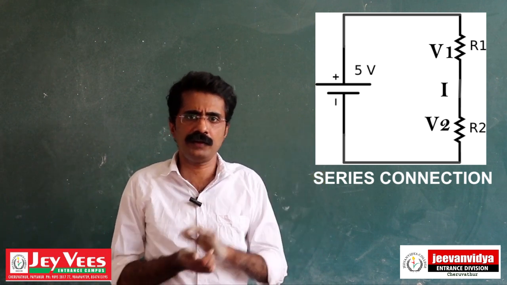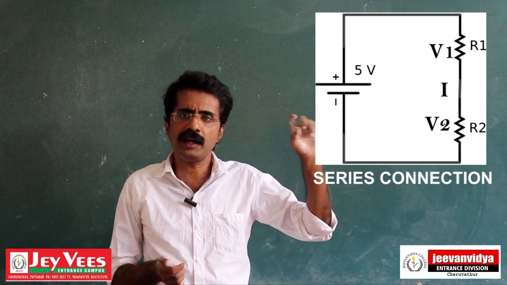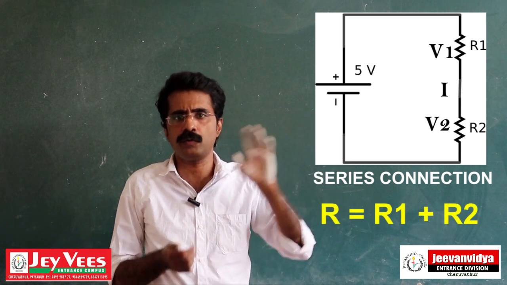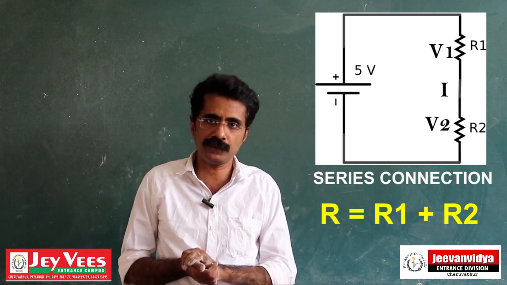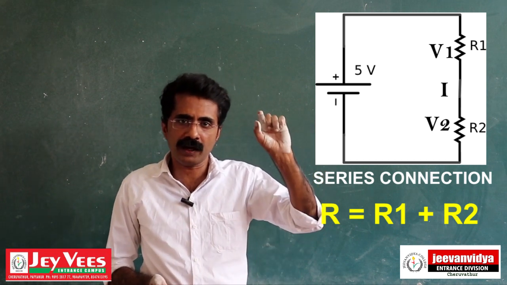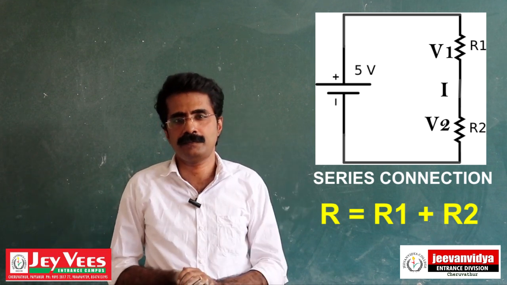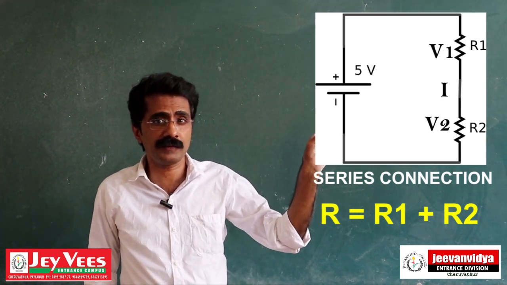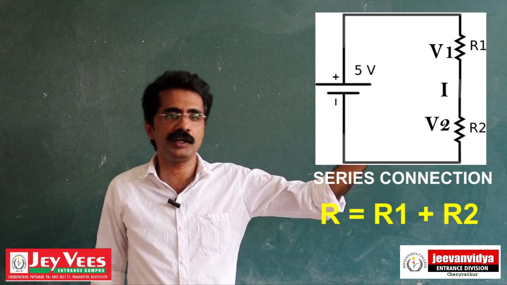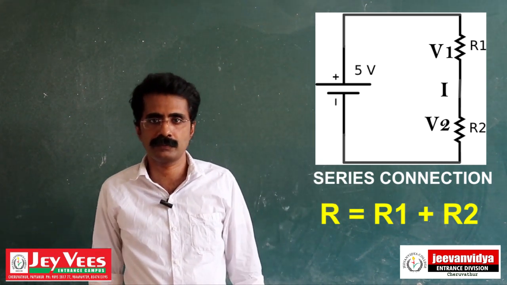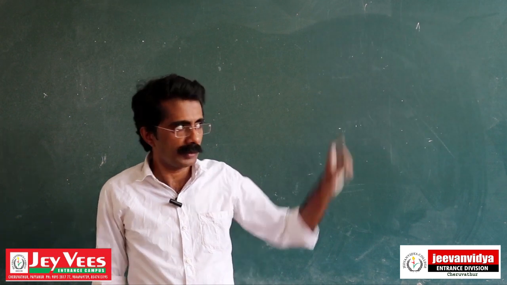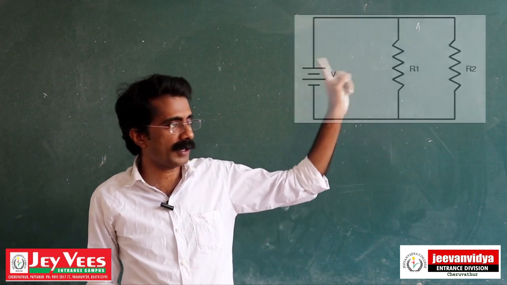The effective resistance, or equivalent resistance, is R is equal to R1 plus R2. That means, when two resistors are connected in series, the effective resistance is the sum of the individual resistors. Okay?